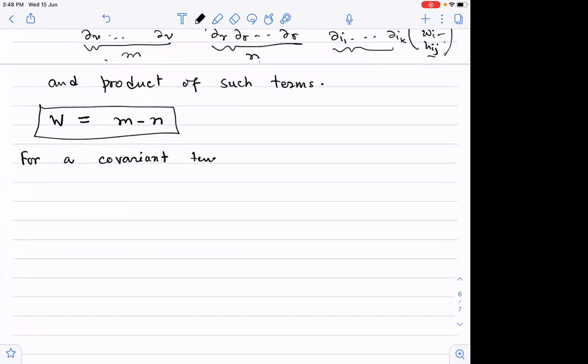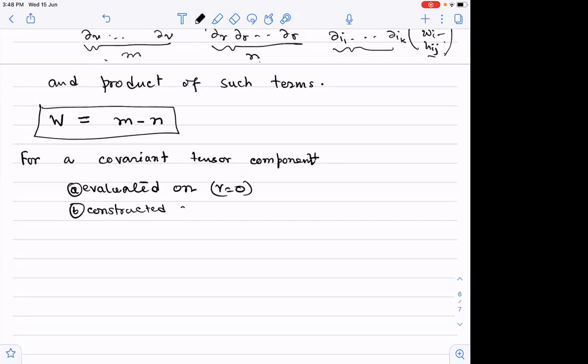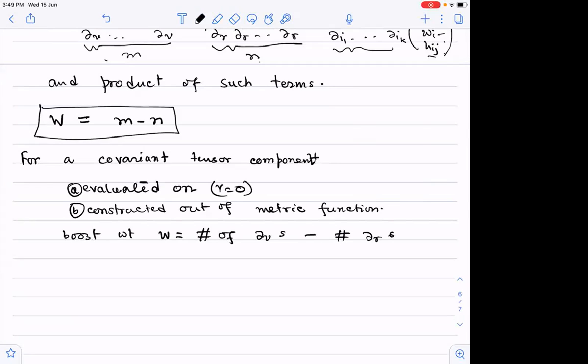So for a covariant tensor component evaluated on R equal to 0, constructed out of the metric, the boost weight W equals the number of del V's minus the number of del R's in the final expression.